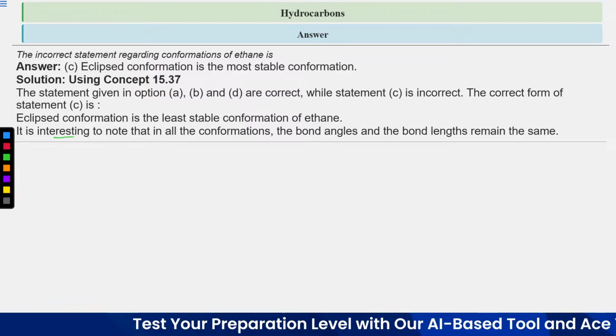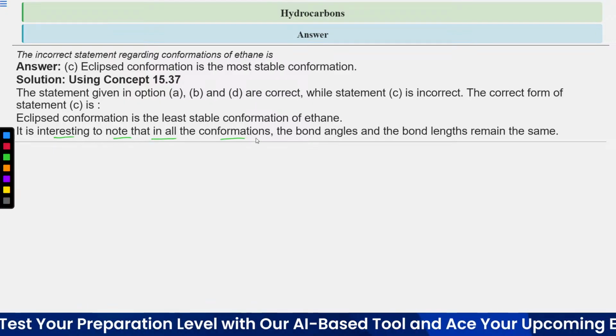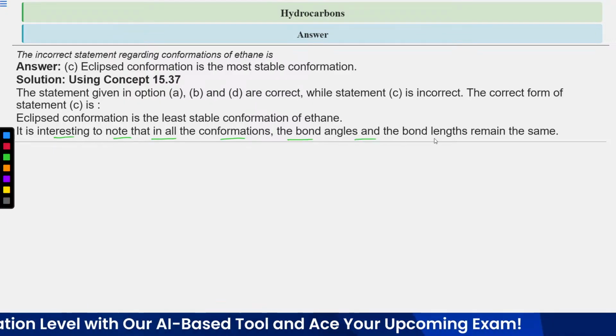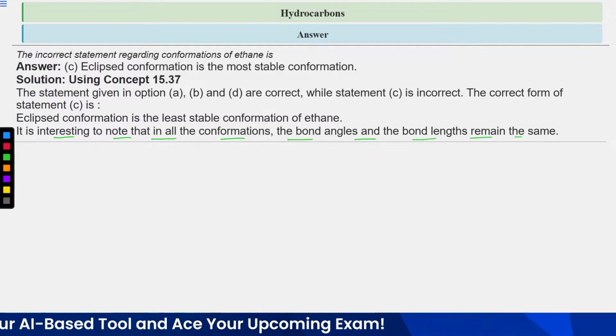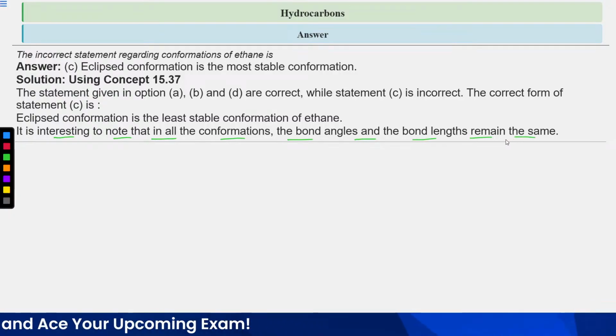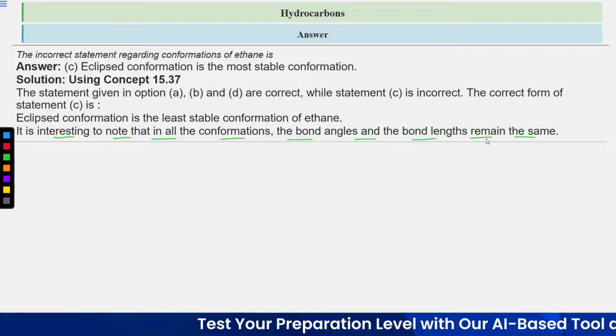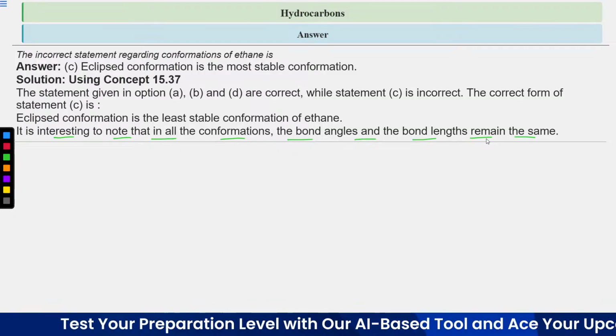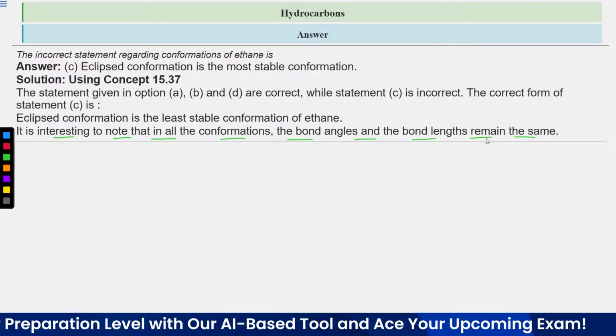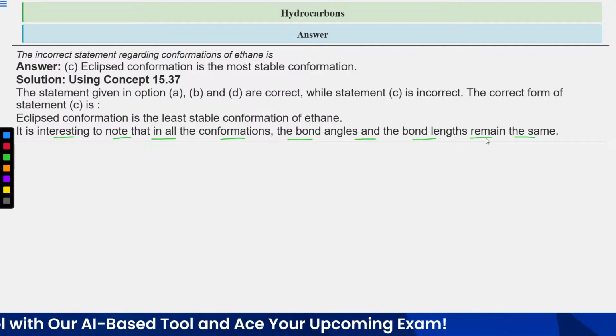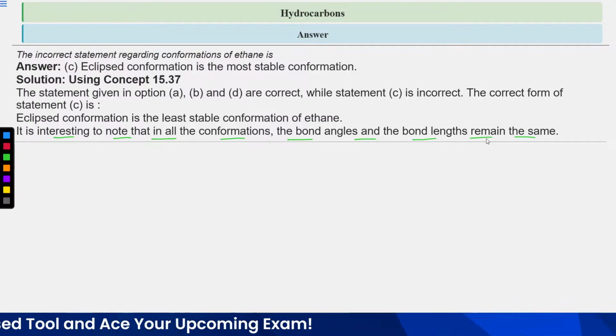It is interesting to note that in all the conformations, the bond angles and the bond lengths remain the same in the Newman structure. So in all the conformations, the bond angles and the bond lengths remain the same, whether it is eclipsed or staggered. So we have to select the incorrect statement, which is option C. So our correct answer is option C.